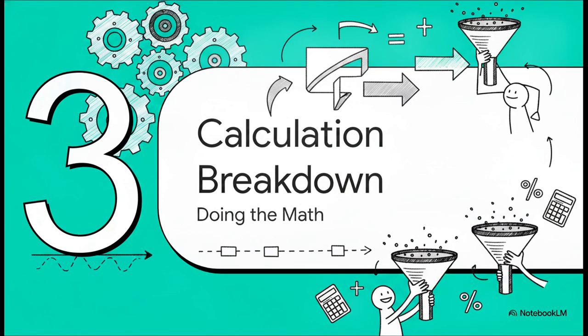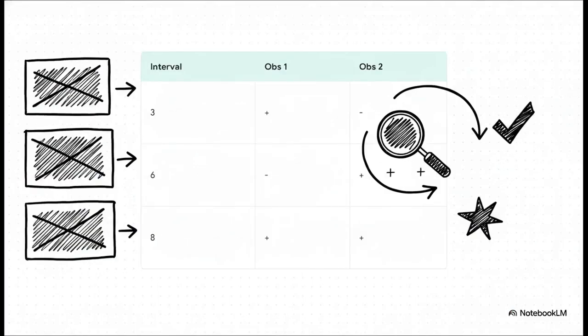Which brings us to Section 3, the calculation breakdown, doing the math. Time to see how this aggressive filtration completely changes our final result. This illustrates what happens after we filter the data. By crossing out those empty blocks, we're left with exactly 3 active intervals: intervals 3, 6, and 8. Next, we count how many times both observers agreed and marked a plus. If you look closely at the grid, they only completely agreed in interval 8, just that one single interval.